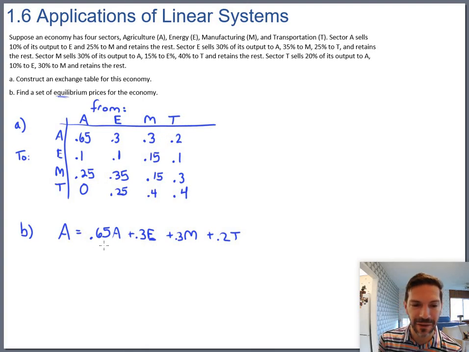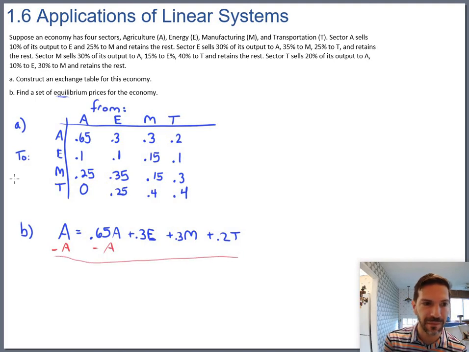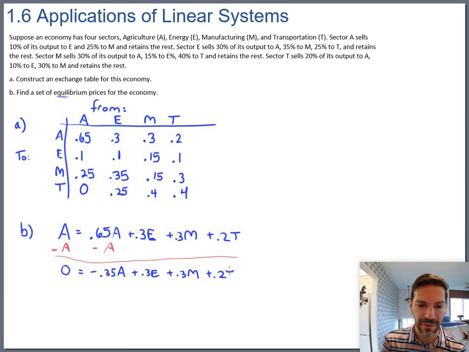So I'm actually going to simplify, combine the A's. Let me just make sure I'm clear on what's going on here. We're going to subtract A from both sides of this equation. So the ultimate form of the equation I'm actually going to use will be 0 equals negative 0.35 A plus 0.3 E plus 0.3 M plus 0.2 T.